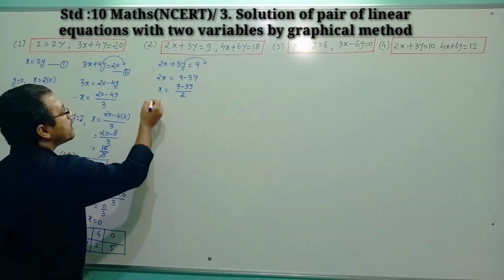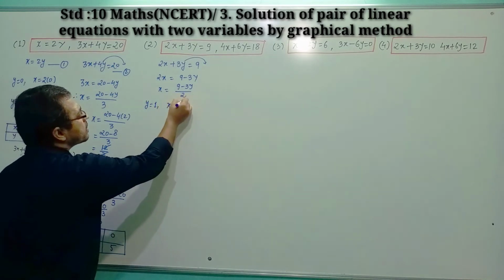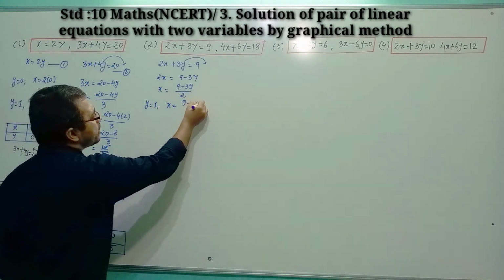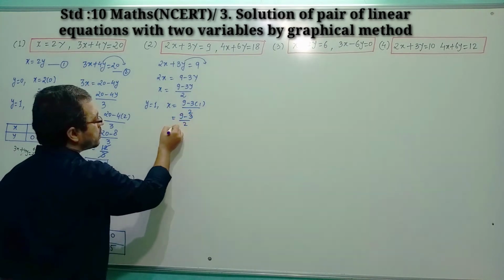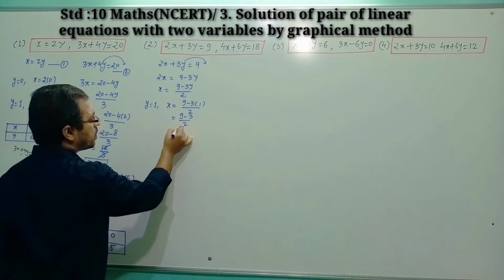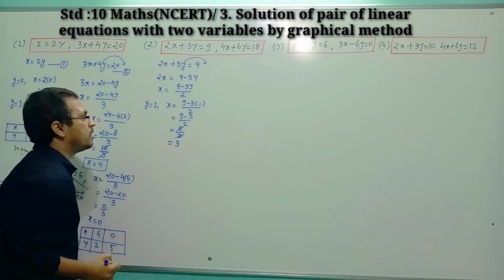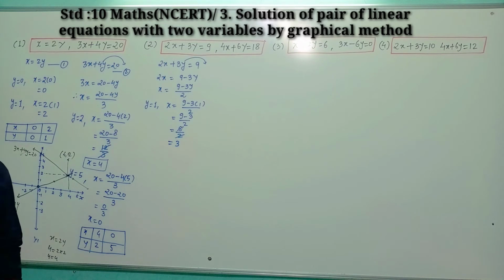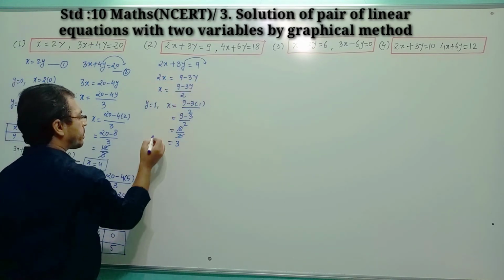Okay students, now considering y is equal to 1. So what about x? 9 minus 3 into 1 by 2. So 9 minus 3 by 2, what are we getting? 6. 9 minus 3 is 6, 6 by 2. So x will be what? 3. Okay, we will find out the second solution using this formula.